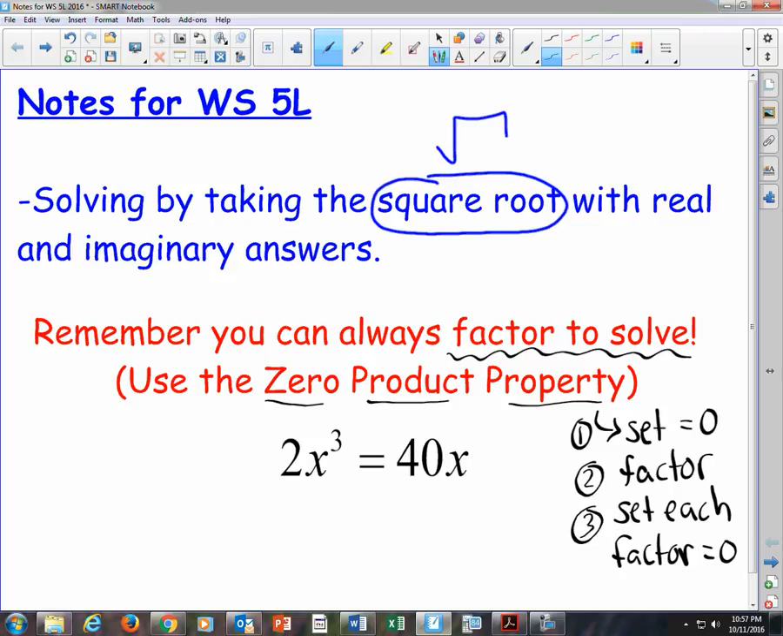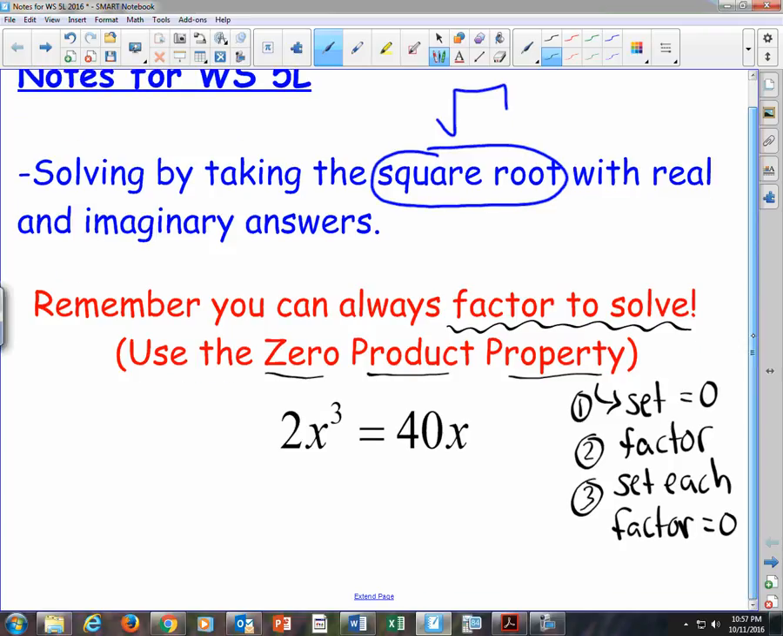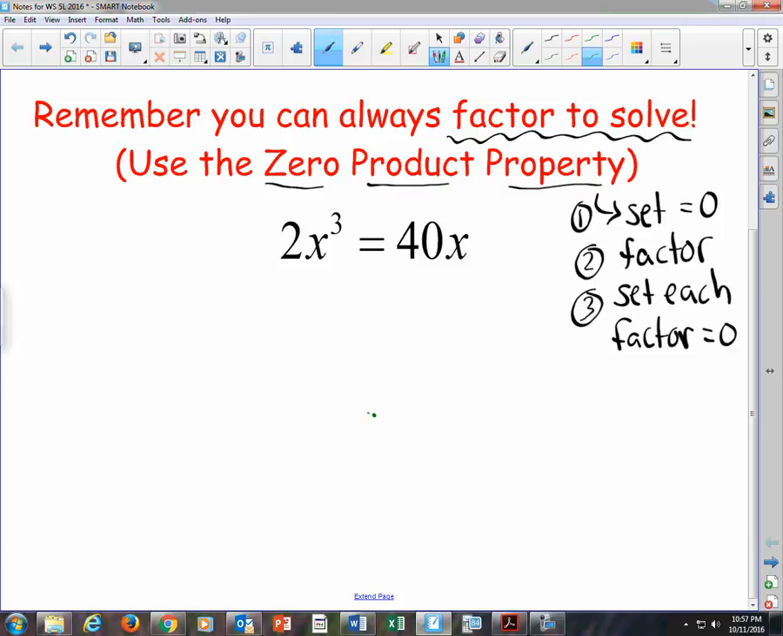So suppose a problem looks like this one here. 2x cubed equals 40x. The reason I know this could be factored is because notice how there are two different powers of x. There's an x to the third and a regular x. Anytime there's two different powers of x, that's a dead giveaway that you're going to have to factor.